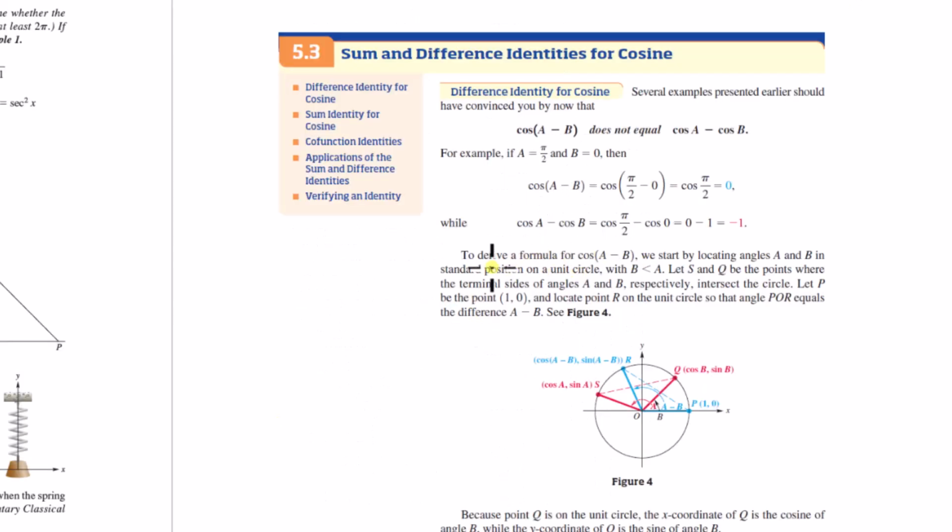Now, to derive a formula for cosine of A minus B, it says we start by locating angles A and B in standard position on a unit circle with B less than A. Let S and Q be the points where the terminal sides of A and B respectively intersect the circle. Let P be the point (1, 0), and locate point R on the unit circle so that angle POR equals the difference A minus B.